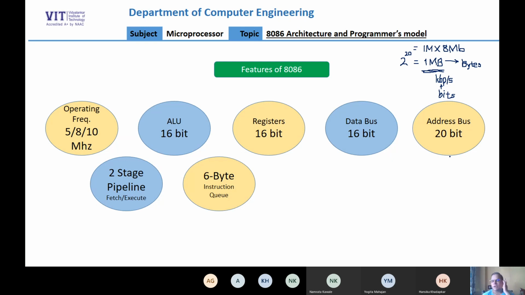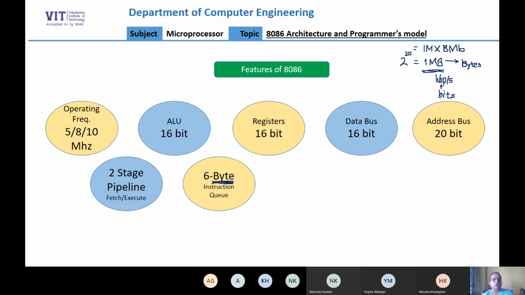Then the next feature of the 8086 is that it internally consists of a 6-byte instruction queue. Not 6 bits, because many times I find students incorrectly write a 6-bit instruction queue. A 6-bit queue is useless. So it consists of a 6-byte instruction queue. That means it can prefetch a few instructions from the memory, and the prefetched instructions are stored inside this 6-byte instruction queue. So whenever the processor requires the next instruction, it doesn't run to the memory; it takes that instruction from the instruction queue. We will see this instruction queue in detail very soon in the architecture.